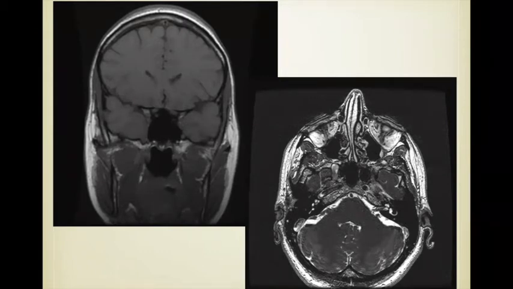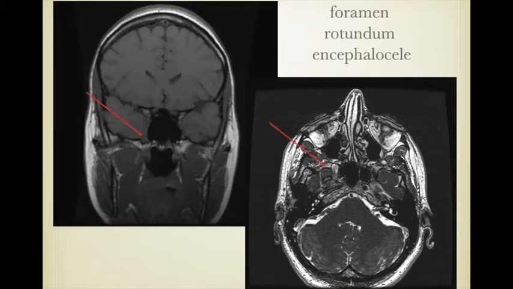Should you have made the diagnosis from the CT? No, there's a variety of things that can look like that. But with the combination of the MR and the CT, you should be able to reach the appropriate diagnosis. So again, this is an encephalocele.